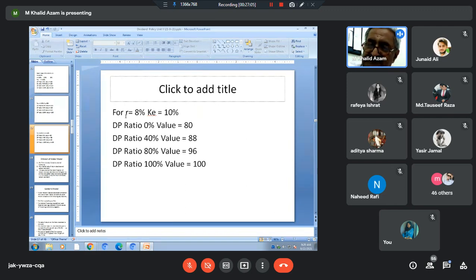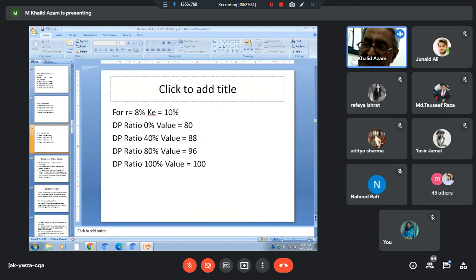The calculation is based on the same formula. Dividend payout ratio is 0%. So it is 80 rupees. Alright. When you are going to increase the dividend payout ratio, that means you are going to pay more as compared to here, where you are not going to pay anything. So dividend payout ratio is 0. Here the value is 80 rupees.